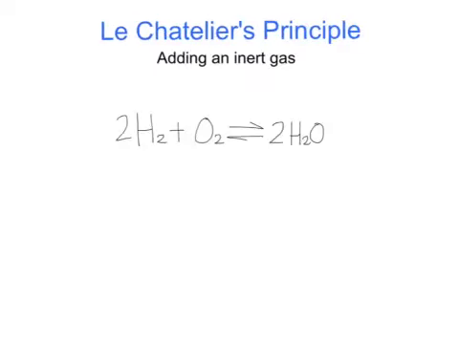An inert gas is a gas that does not participate in the reaction. The addition of an inert gas increases the total pressure but has no effect on the concentrations or partial pressures of the reactants or products, so the system remains at the original equilibrium position. For example, if nitrogen gas were added, it would increase the total pressure of the system but have no effect on the reaction or equilibrium concentrations.